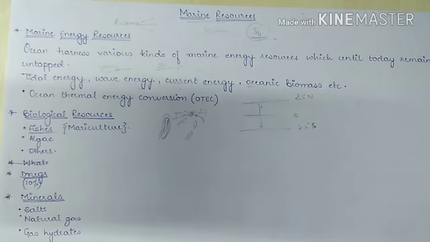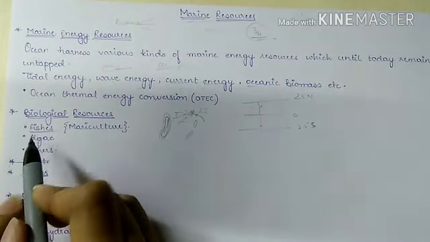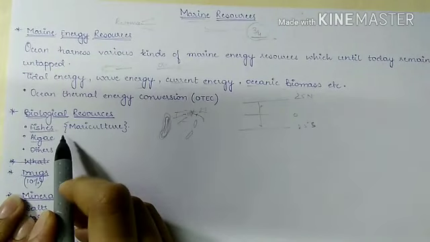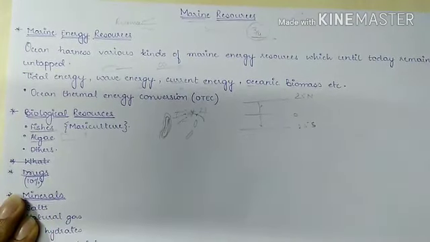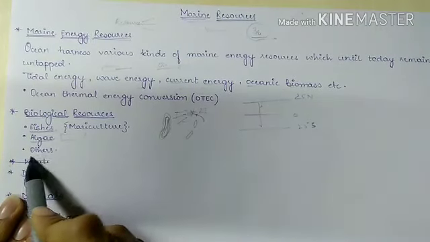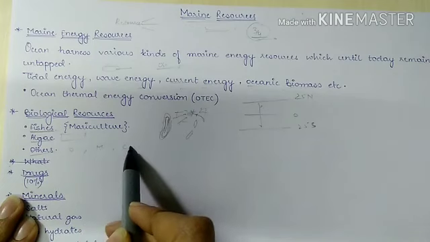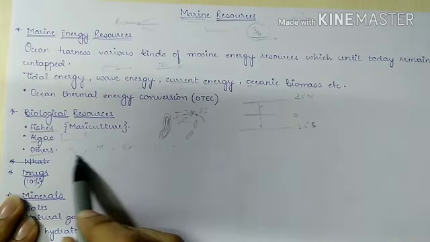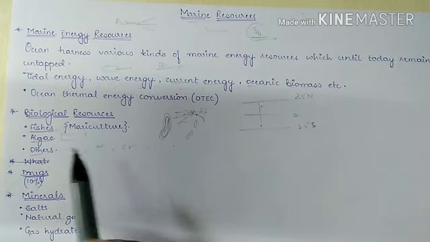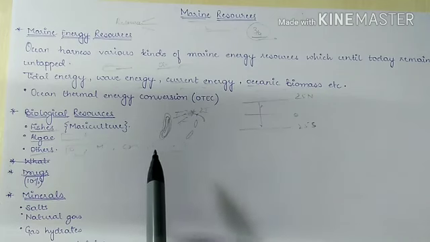Then we have another, algae. These algae also contribute to marine food resources. They are also used for medical purposes. Then we have others like whales. Then we have other mollusks. Then we have crabs, pomfret, prawns. So these also constitute marine food resources.